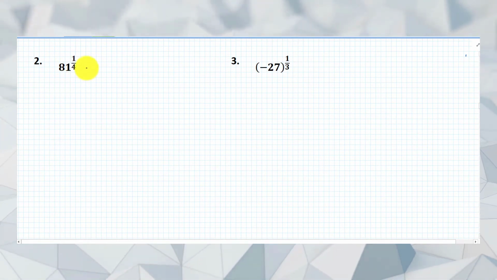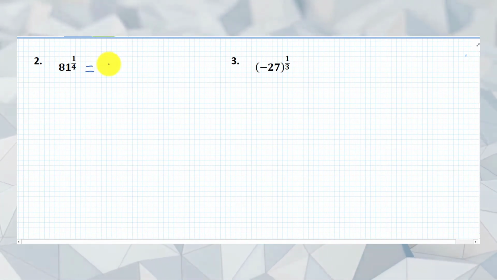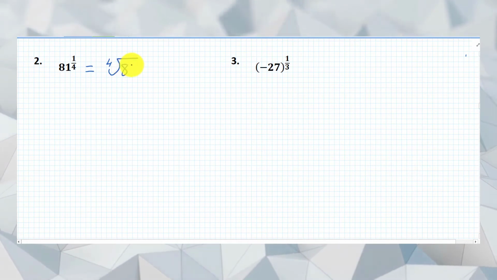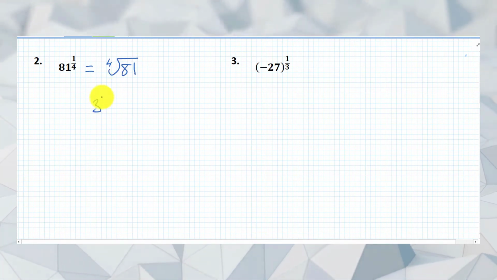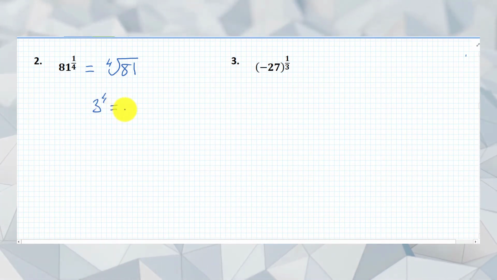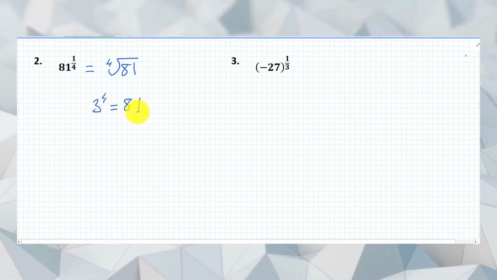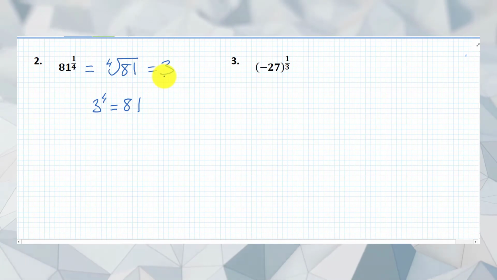All right, two examples here. 81 to the 1/4. By definition, that means the fourth root of 81. What number raised to the power of 4 gives you 81? Well, you should know that 3 to the power of 4 is 81. So this is just 3.